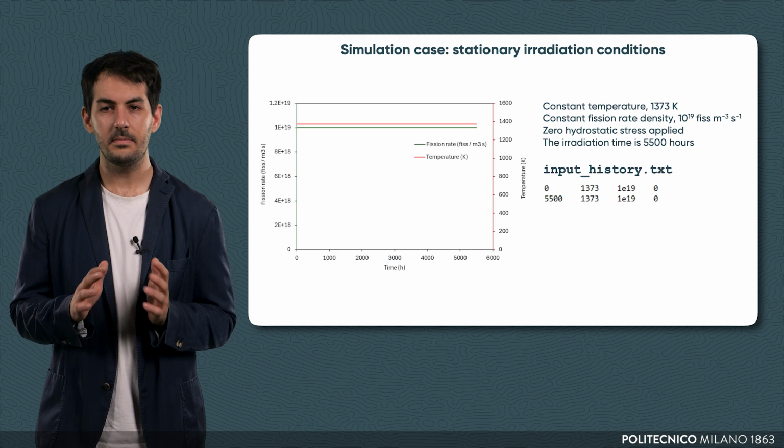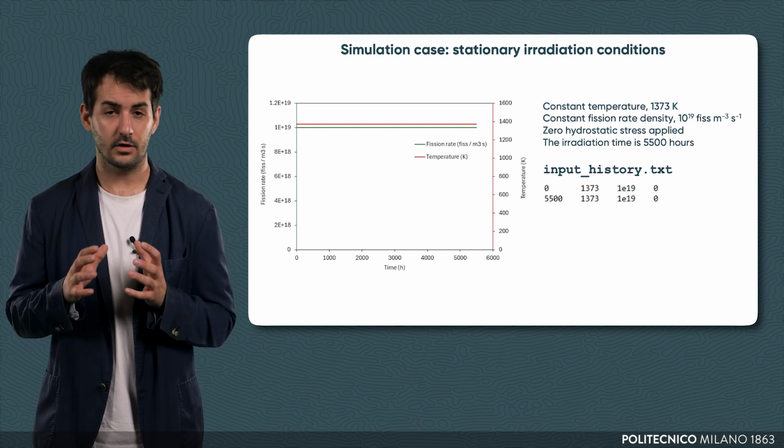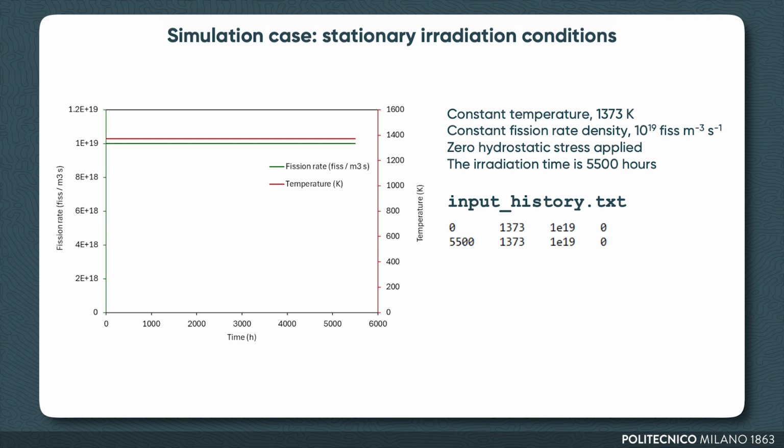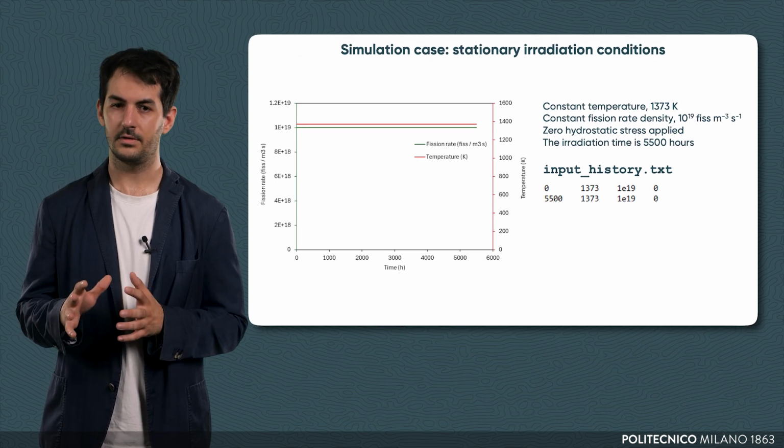Let's start with a simple stationary case. We simulate a fuel grain irradiated at constant temperature of 1373 Kelvin, with a constant fission rate density of 10^19 fissions per cubic meter second and no hydrostatic stress. The total irradiation time is set to 5500 hours. This setup allows us to observe the basic mechanism of gas production, diffusion, trapping, and release under stationary conditions.